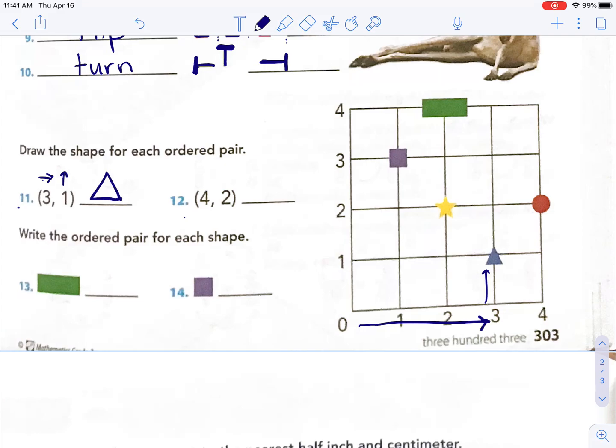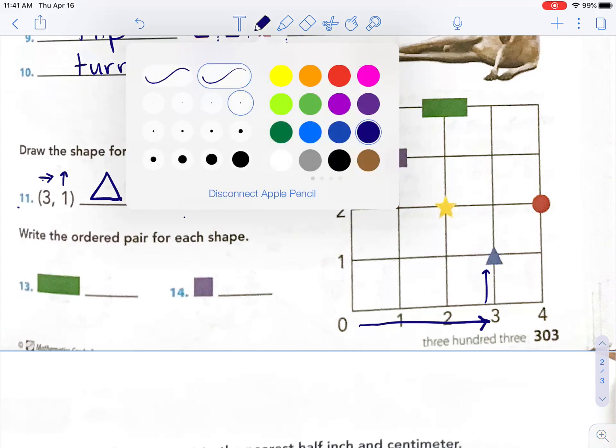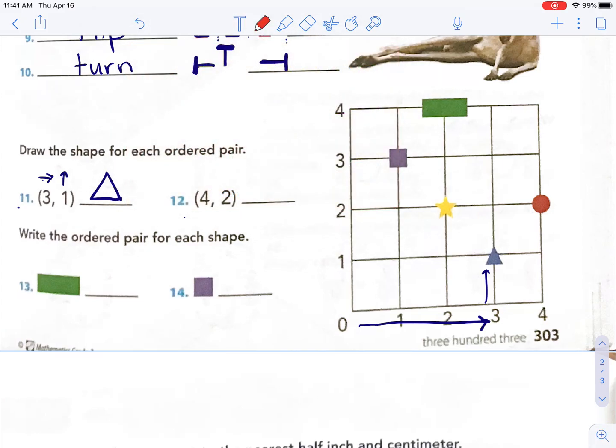Okay, if you went backwards, and I'm going to do it in red, this is what you don't do. If you went up 3 and then over, you have this figure here, and that is not it. Remember, it's over, then up. Get rid of that one. We don't want that.